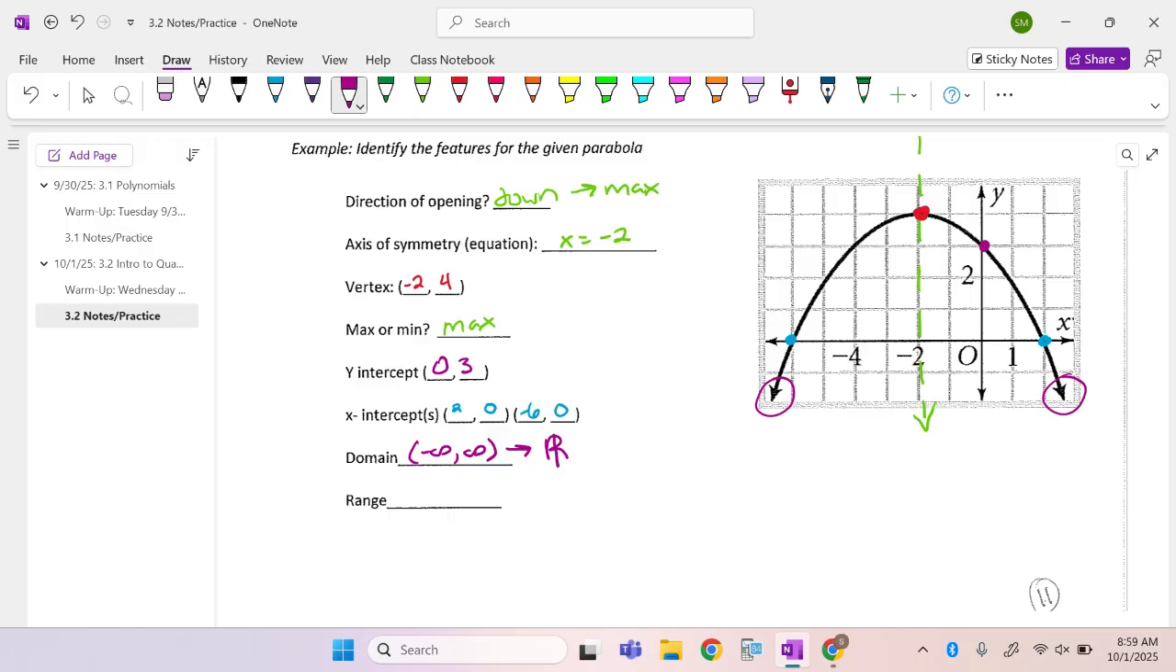So what would my range be, Kate? A bracket and 4, and then with a parentheses. Say that one more time. I did a bracket and I did 4, then a positive infinity. Okay, so you're close, but here's my question. Is 4 your highest y value or your lowest? It's your highest. So if we're going to infinity, that means it's higher than 4.